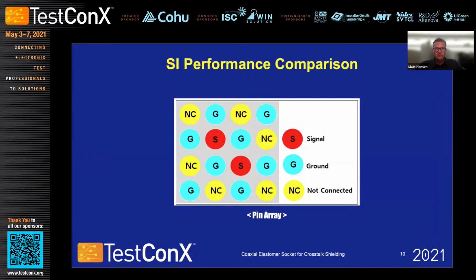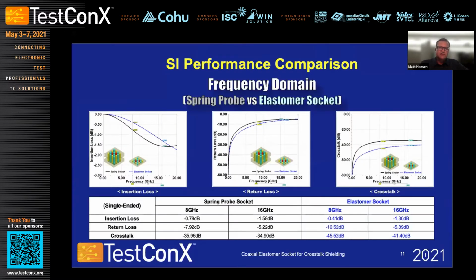So next we'll look a little bit at the SI performance comparisons between various test sockets. Here are some S parameters for a standard spring probe socket and a standard elastomer socket. They served their purpose for many, many years until they hit a wall. But basically you have crosstalk, but you still have good insertion loss depending on the pitch and depending on the signal speed. And they were fine for quite a while, obviously.